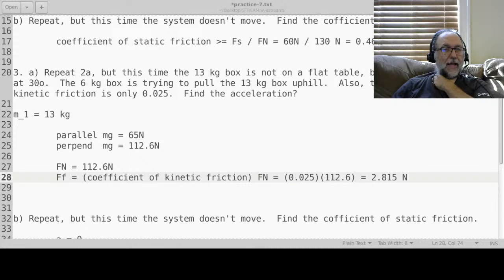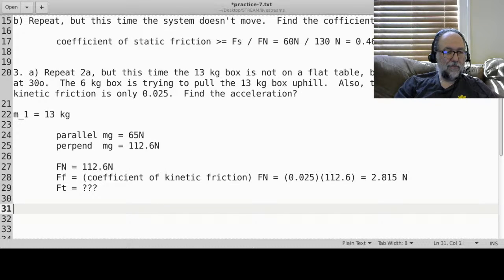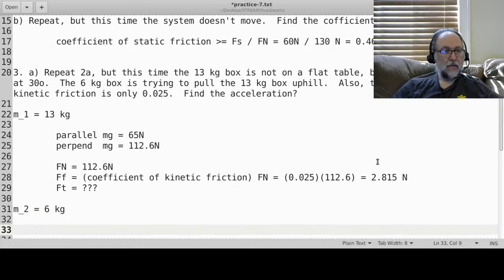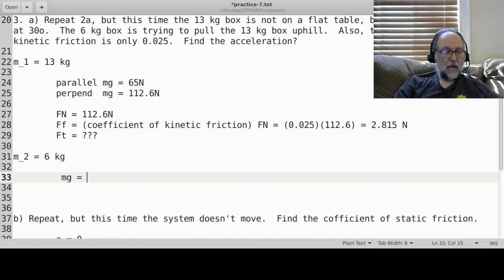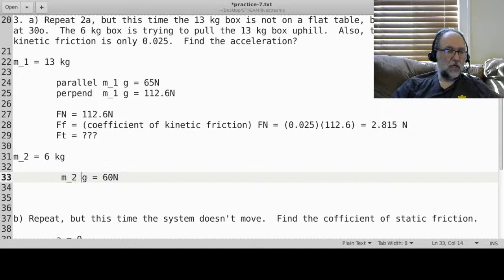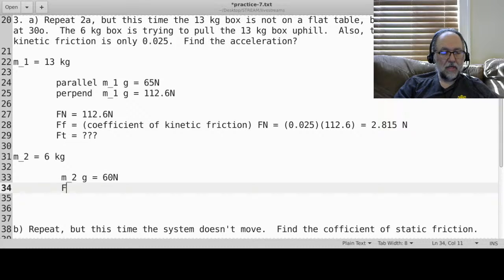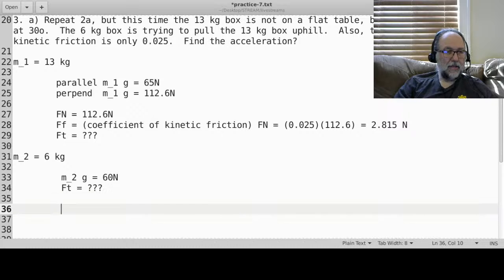All right. Then the other force that was acting on the 13 kilogram was tension, and we don't know what it is. For the 6 kilogram, we only had 2 forces. We had mg down, and that was 60 newtons. I guess I should be calling this m1g and this one m2g to distinguish them. Then there was the tension up, Ft up, and we don't know how big that is. So that's just transcribed.